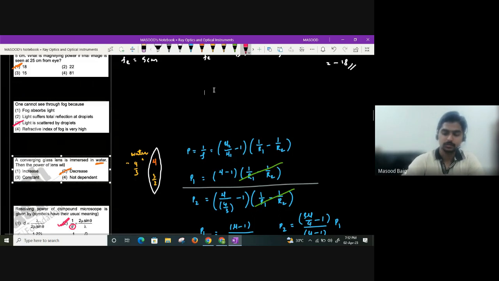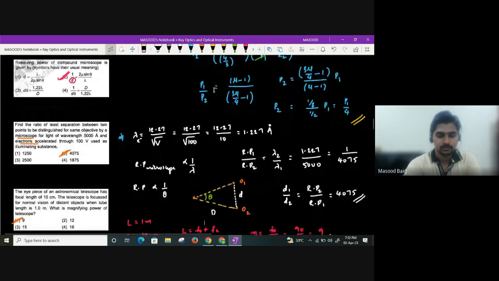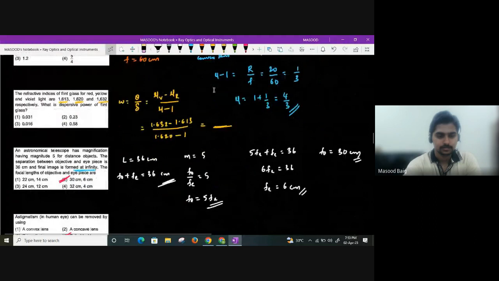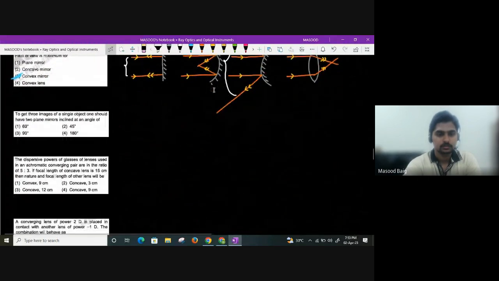So let us proceed to the other questions quickly. I think we have discussed yesterday till... where are we? Right. So let us do these questions. To get three images of a single object, one should have two plane mirrors inclined at an angle. How much are they asking? So what is the number of images formed? Here they have said the number of images formed is 3, right?